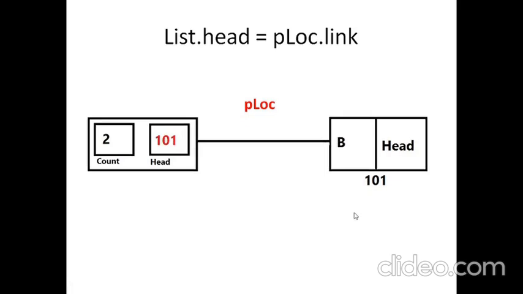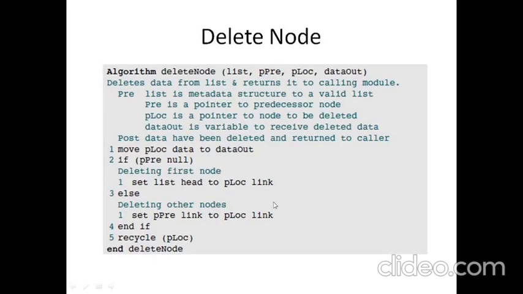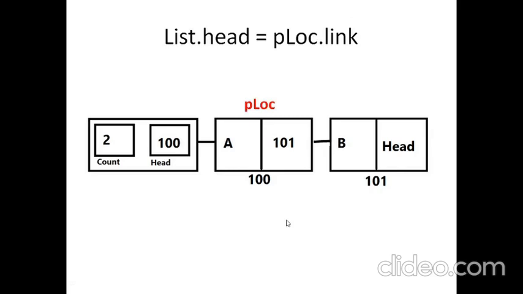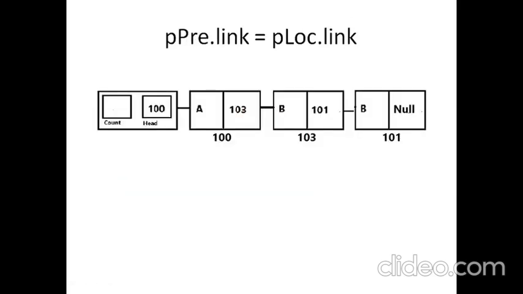But what if you want to delete from some other location? For that we have the else part. Else deleting any other node. We just have one line for deleting from middle and end. Set p3 link to p location link. Only difference is here we changed the p3, whereas earlier we changed the list head. That's all is required. So again we have a small demo.